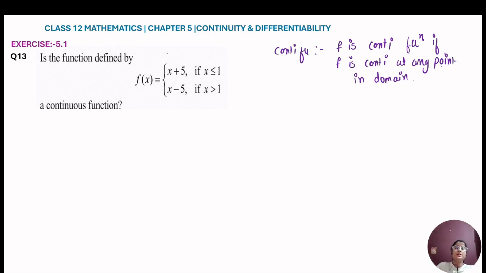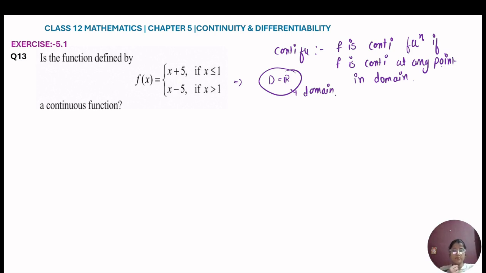Now let's begin. As you can see, the function is defined for each and every real number, so your domain is nothing but the whole of R. Now let's see the continuity. As in the previous question, question 12, the function is divided into two cases: for x less than 1 it is one function, and for x greater than 1 it is a different function. Then we are left with checking the continuity at x equals 1.